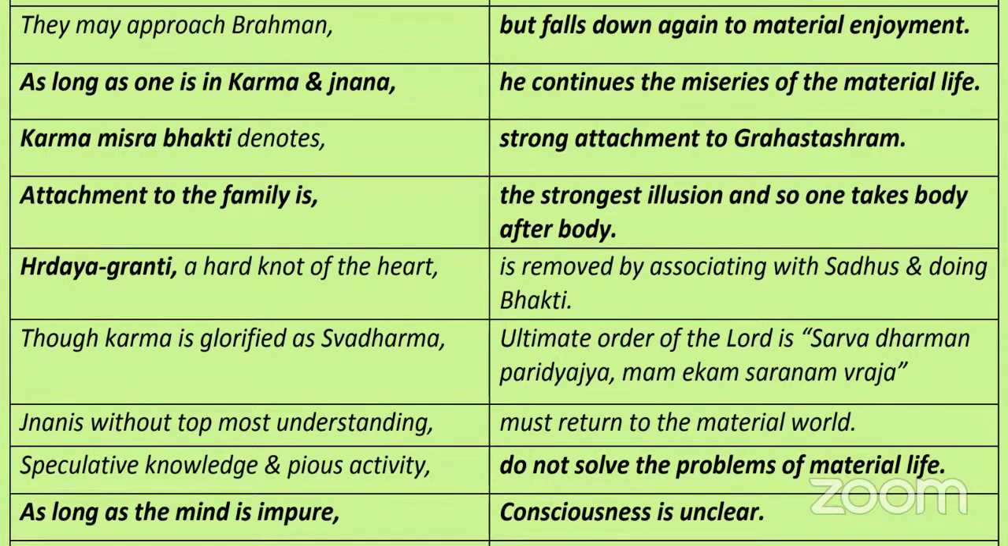Attachment to the family is the strongest illusion. And so one takes body after body. See, Maharaj has opened up everything. Attachment to the family is the strongest illusion, and so one takes body after body. What to do? Attachment to the family. What can I do? Yeah, what can you do? Attachment to the family is making us do all this nonsense. The strongest illusion is attachment to family life.